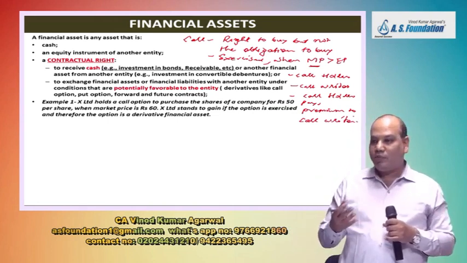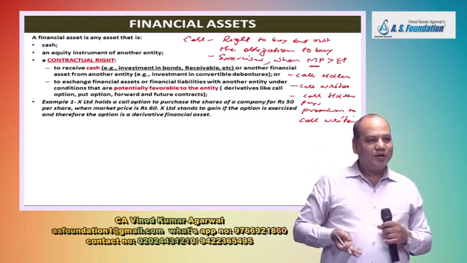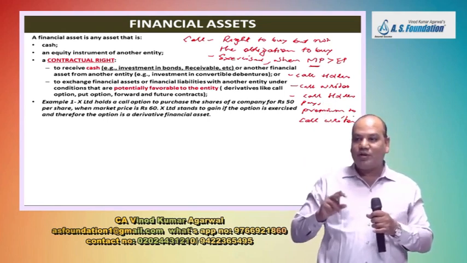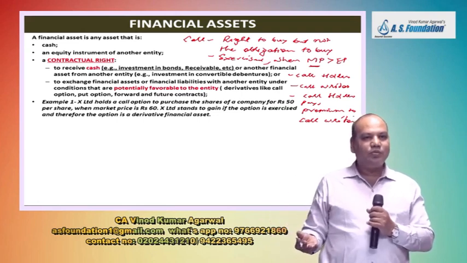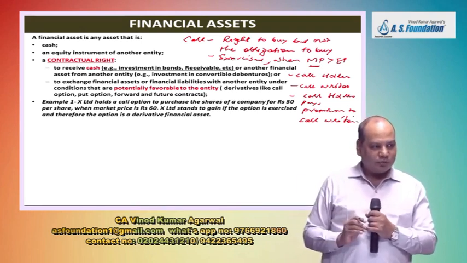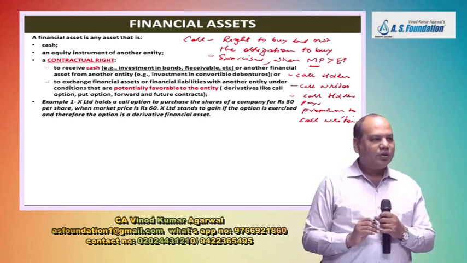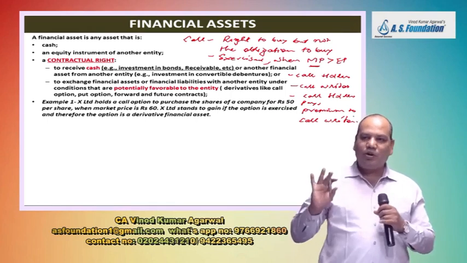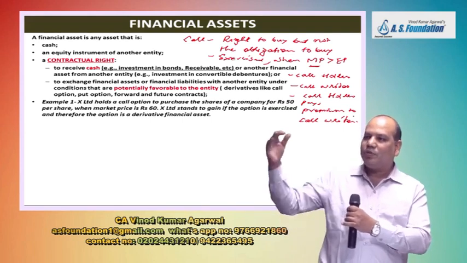Why will call writer give you such an option that if the price goes up, you can buy from me at the exercise price. If the price falls, you are free not to buy. Who is at a serious disadvantage situation? Writer. So who has to pay the premium to whom? Call holder will pay premium to call writer. Is it right? Options are like insurance if the objective is to hedge. That by paying a premium, now you can be sure I am going to buy this underlying at this price even if the price goes up.